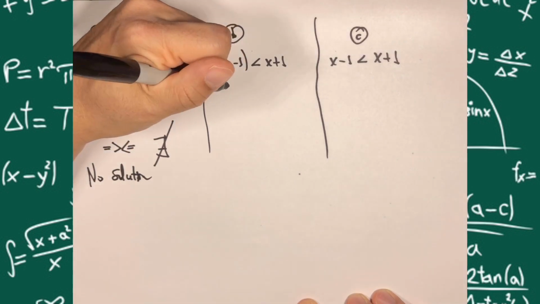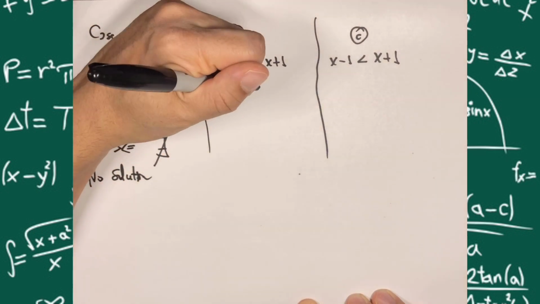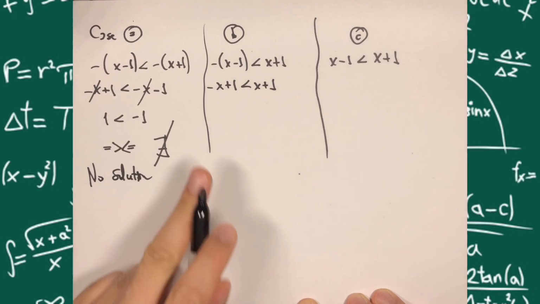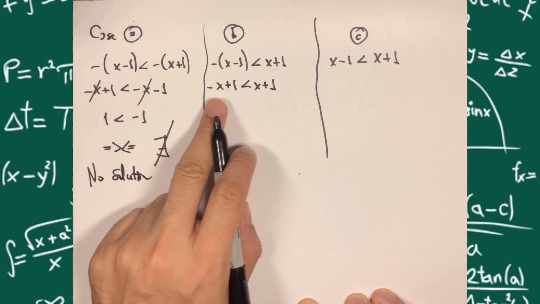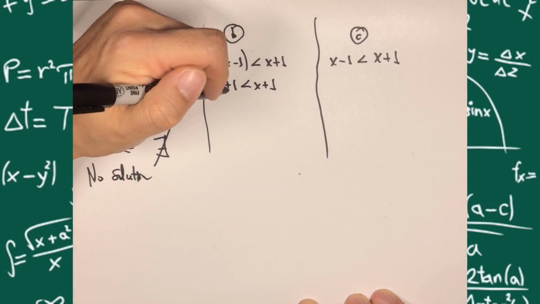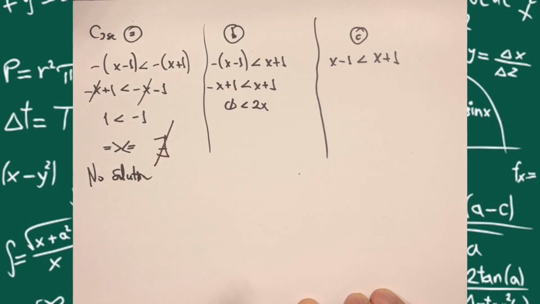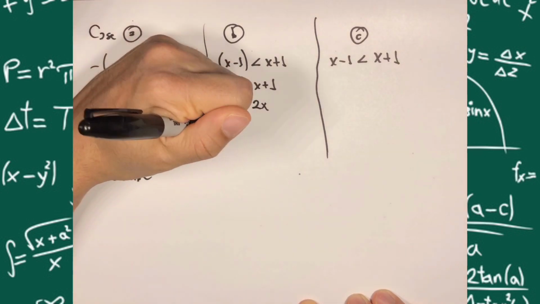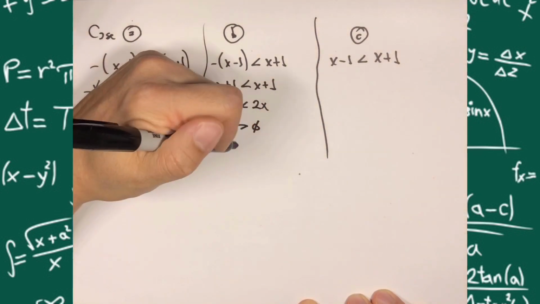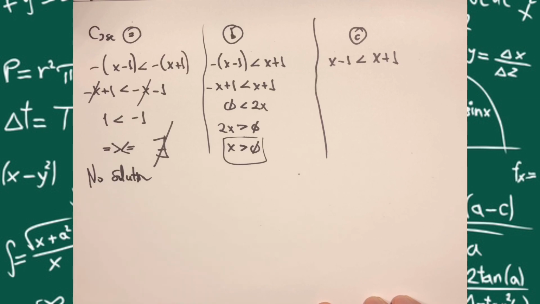We operate, get rid of the parentheses, and have minus x plus 1 less than x plus 1. Just pass the x to one side and the constants to the other, and as you can see, the ones cancel each other, giving 0 less than 2x. Let me flip this so that it looks a little neater: 2x greater than 0. It's the same thing. And dividing by 2, x is greater than 0. This is the solution for case B, the case of the function being in the interval -1 to 1.